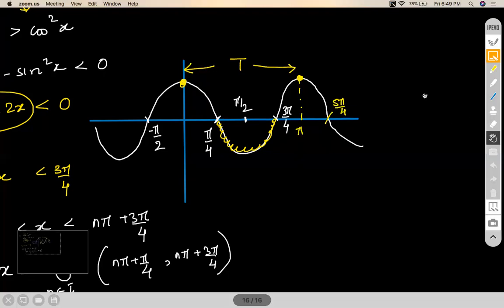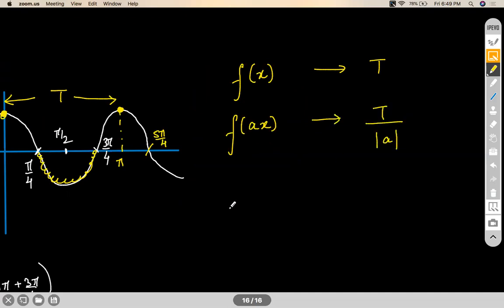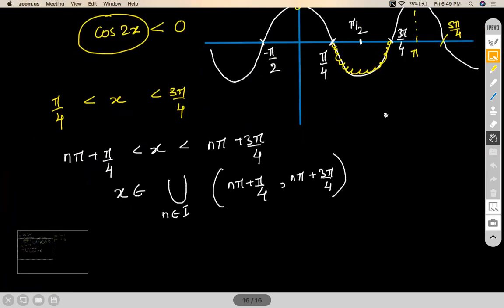I'll just give you a brief idea about this. As a formula, if you have, let's say, a function whose period is t, then if you do f of ax, your period will become t by mod a. So if your cos x has a period of 2 pi, cos 2x will have a period of 2 pi by 2, which is pi. Okay, so this will become your answer. I think none of you could get this answer. All of you made some mistake.